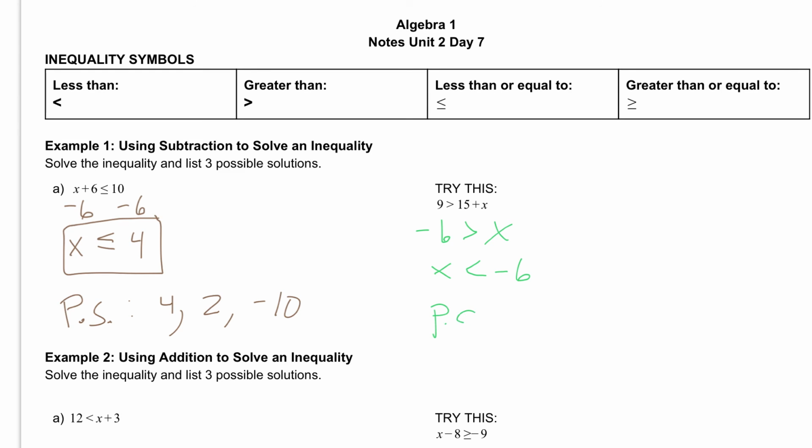So possible solutions that you could have are any numbers smaller than negative 6. So numbers like negative 8, negative 10, negative 11, those are all numbers smaller than negative 6. If you have questions on this, please raise your hand and I'll come around and answer them.